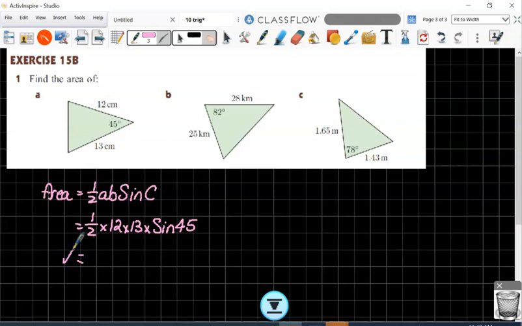Do we need to do B and C? What would this one be? B? Half, 25 times 28 times sine 82. We're good, yeah? All right, next.